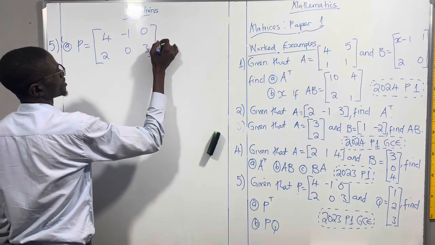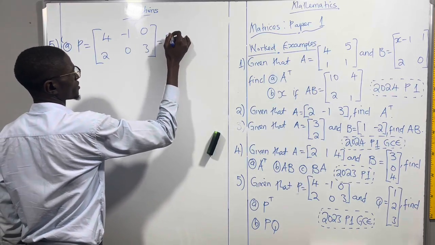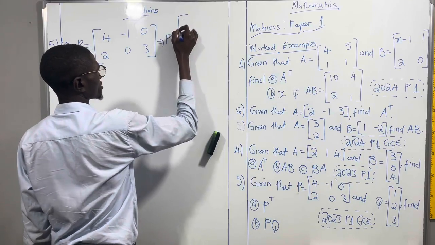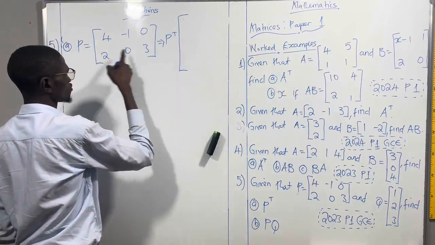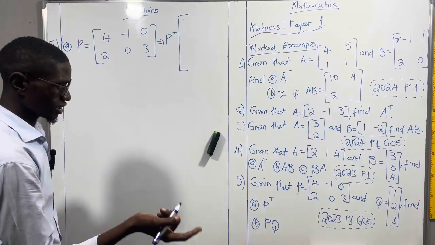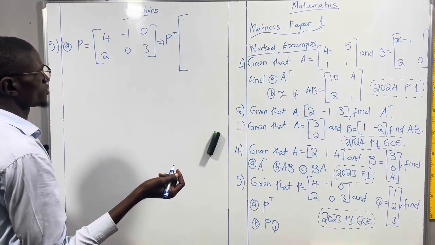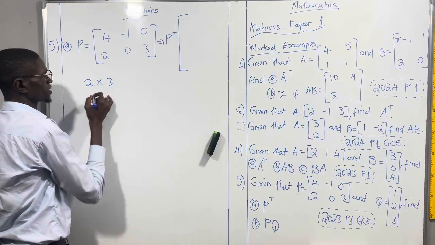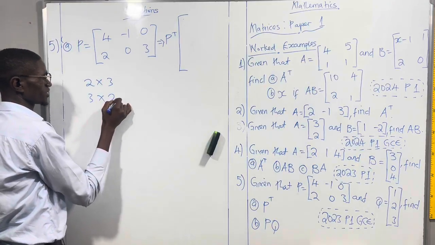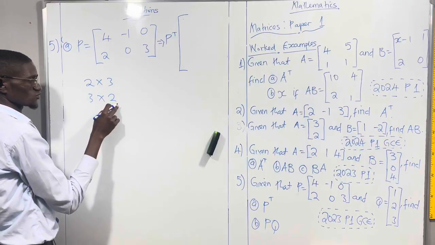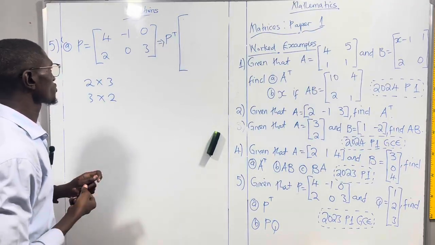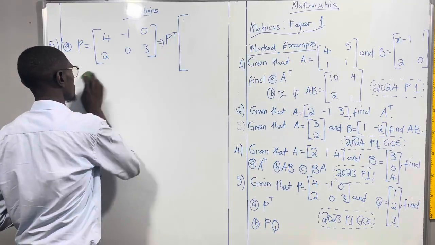What is going to be P transpose? P transpose will change. It's a 2 by 3, so it's going to become a 3 by 2. Remember, I mentioned, what's the order of this one? 2 by 3. For the transpose, you simply swap the values, 2 by 3 becomes 3 by 2. So that's what we're expecting there, a 3 by 2. We simply swap the rows with the columns.